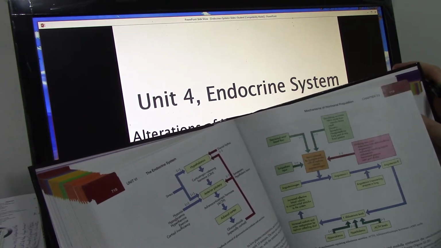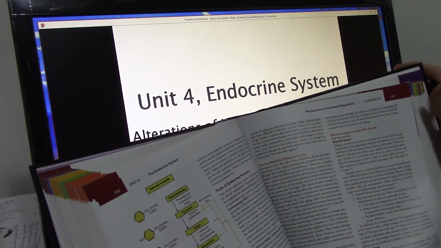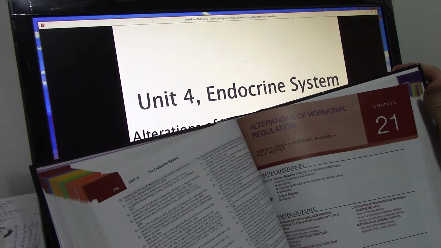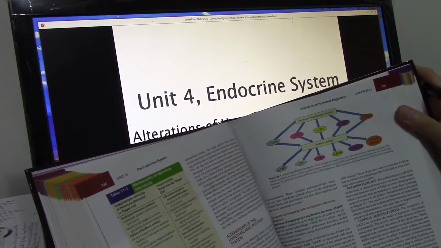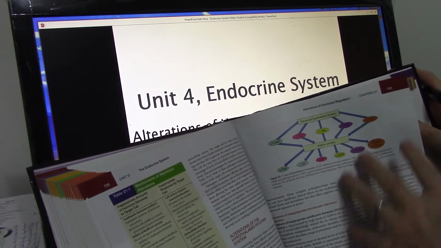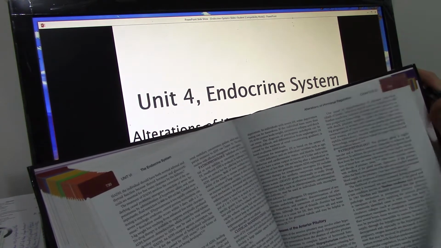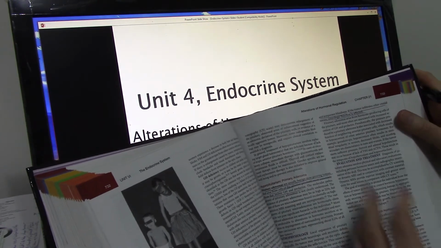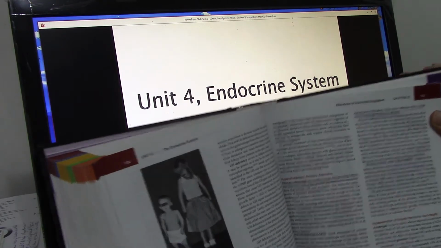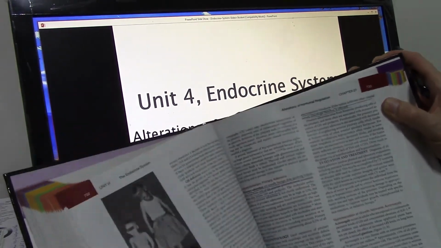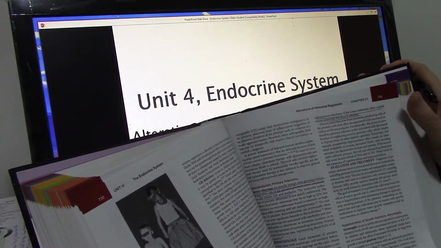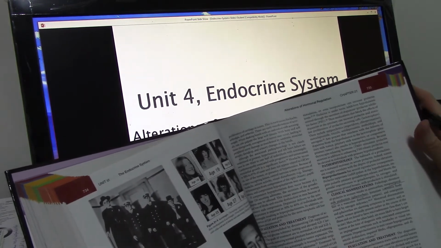But those are just some of the high points to get you familiarized with the anatomy, because that's where we're going to start. Now, in the next chapter, in terms of alterations of hormonal regulation, this is going to be very important because this unit delves in greater detail into each of the diseases that you're going to have to become familiar with.